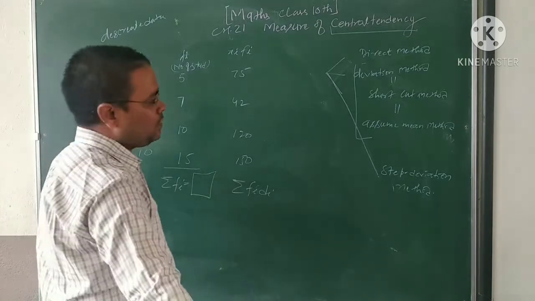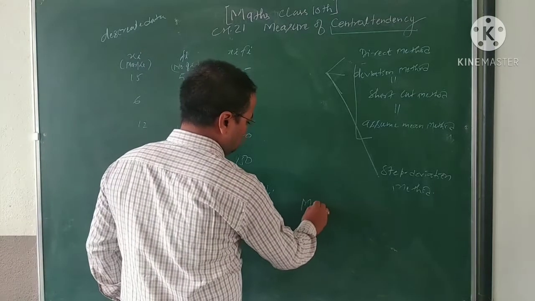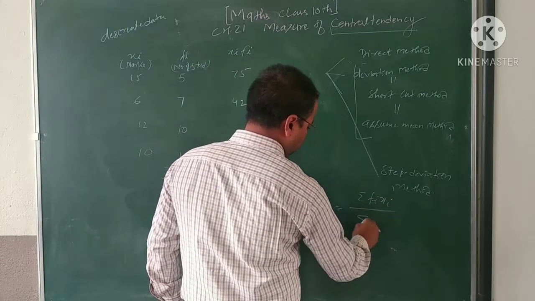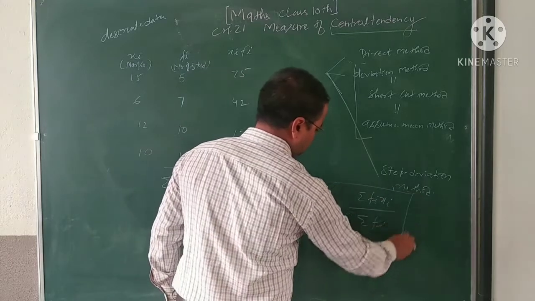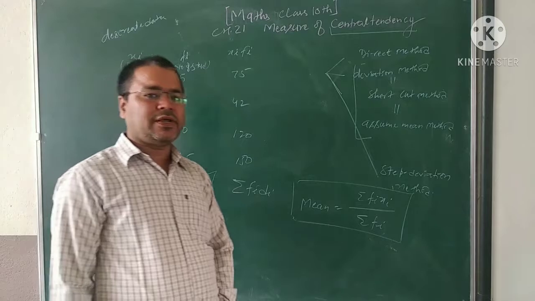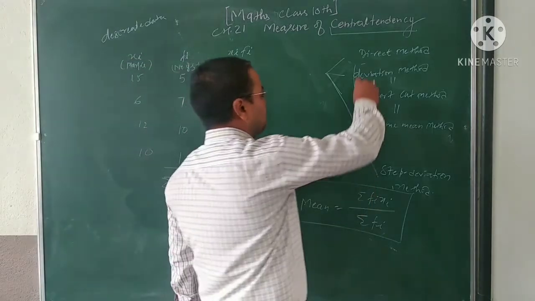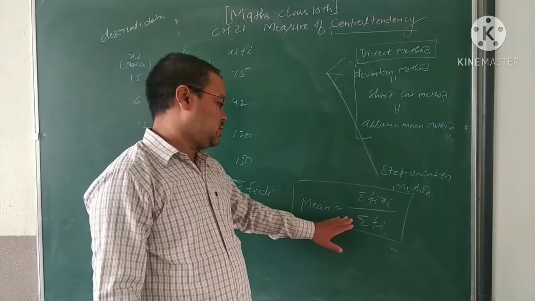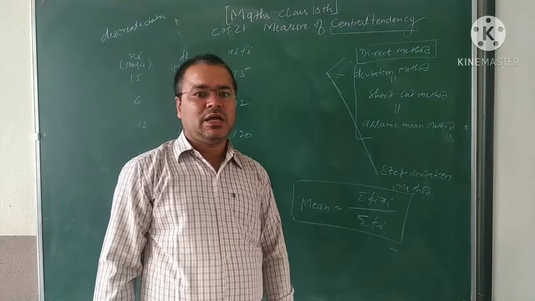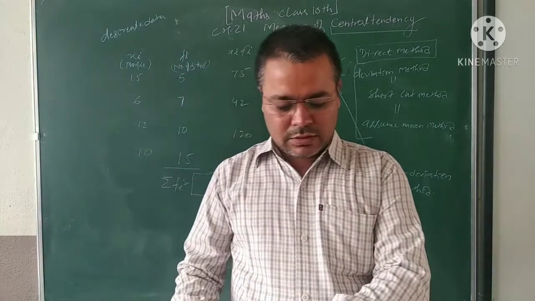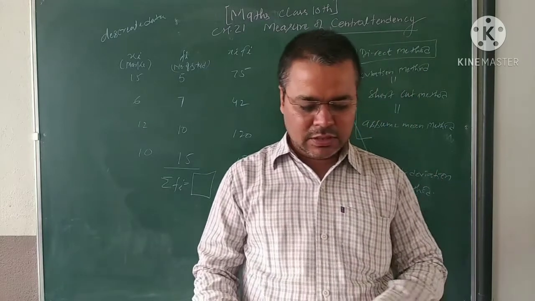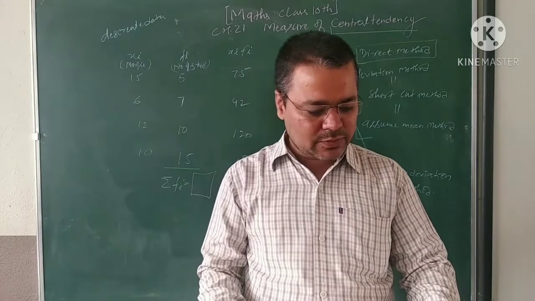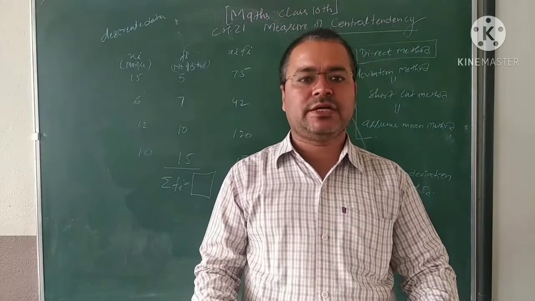Now how do we find the mean? Then mean will be sigma fi xi upon sigma fi. Using this formula we can find the mean by the direct method. What is the formula? Mean is equal to sigma fi xi upon sigma fi. This formula is used for discrete group data, as well as for group data.